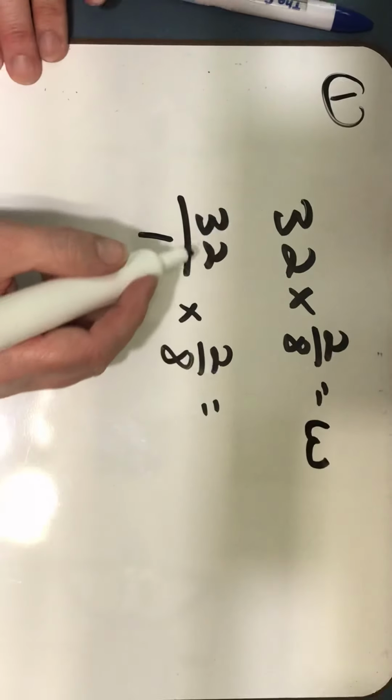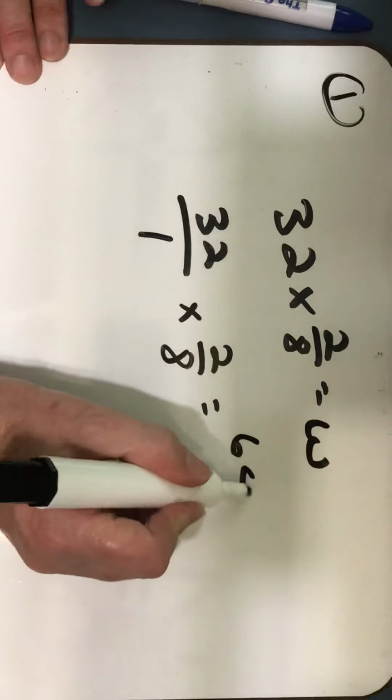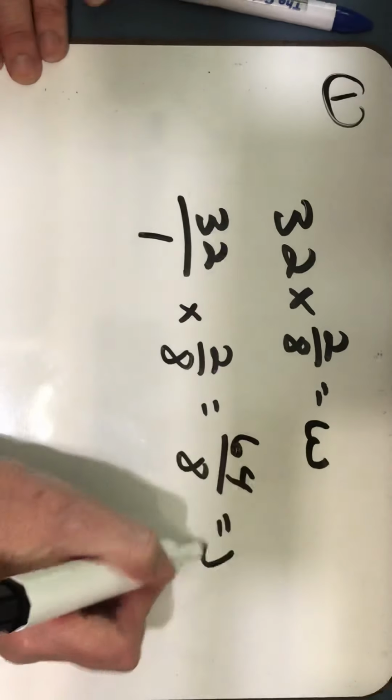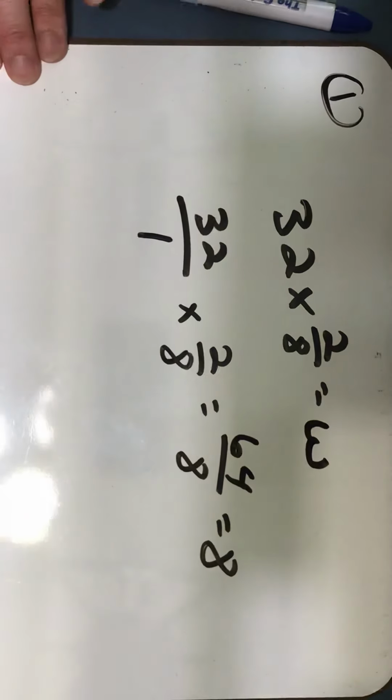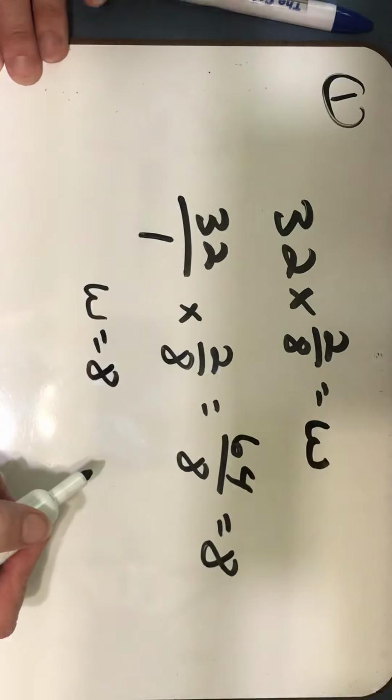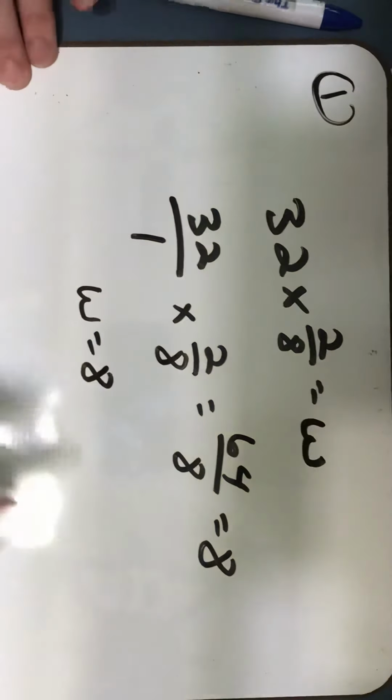Okay, and then I multiply. 32 times 2 is 64. 1 times 8 is 8. 64/8, which equals 8, because 64 divided by 8 is 8. So W equals 8. So the total weight of the boxes is 8 pounds.